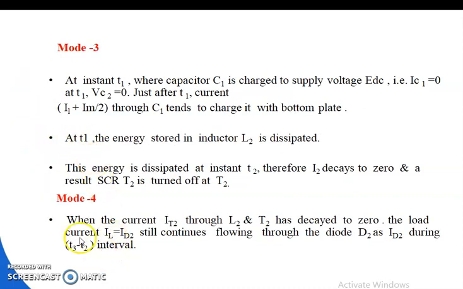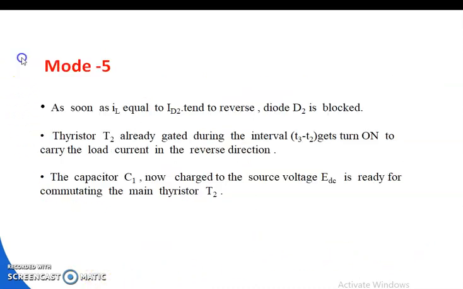Mode number 4. When the current iT2 through L2 and T2 decays to 0, the load current IL is equal to ID2 and still continues flowing through the diode D2 as ID2 during the T3 minus T2 interval. Mode 5. As soon as IL equal to ID2 tends to reverse, diode D2 is blocked.